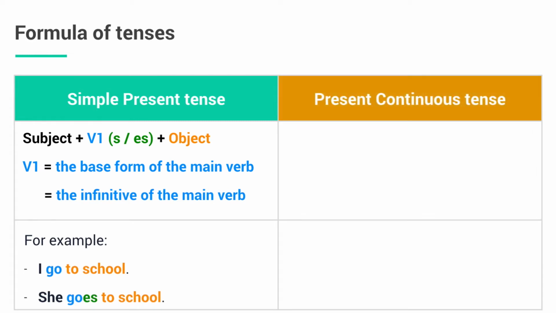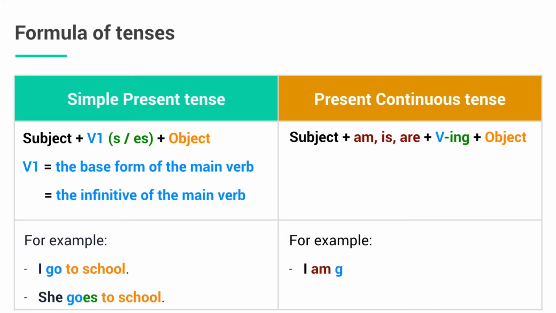Next, I'm going to talk about how to form the present continuous tense. The present continuous tense is formed with the subject plus am, is, are plus the ing form of the main verb plus the object. For example, I am going to school. She is going to school.